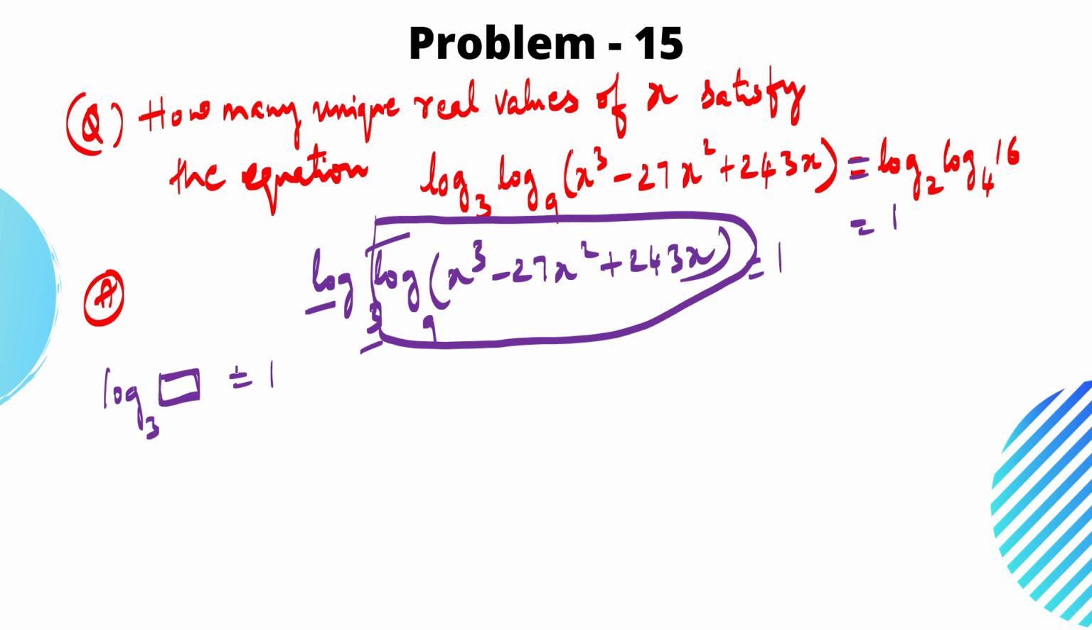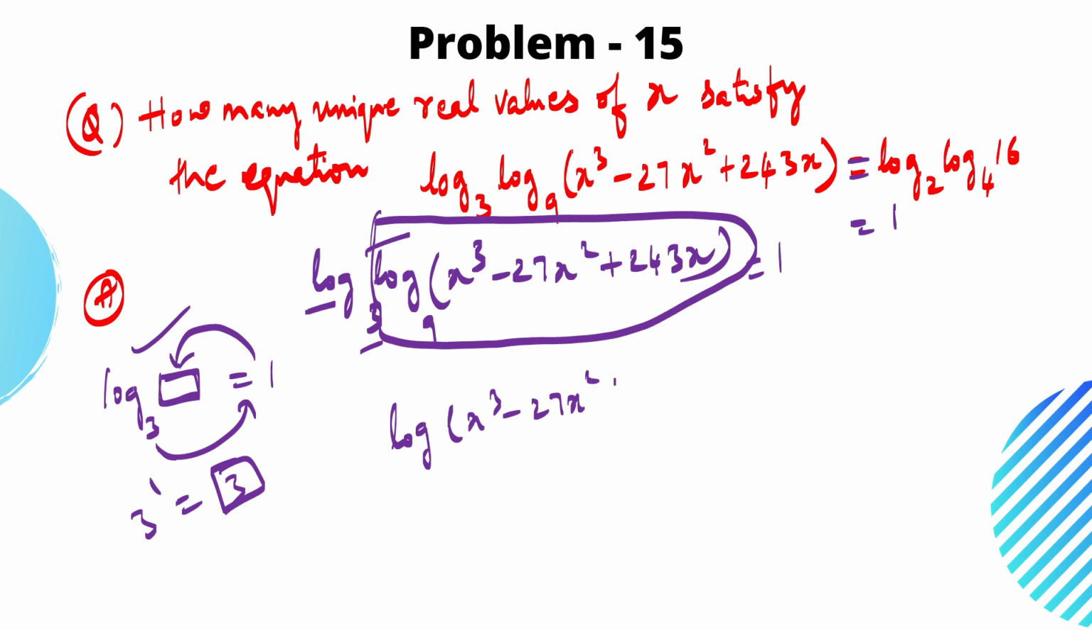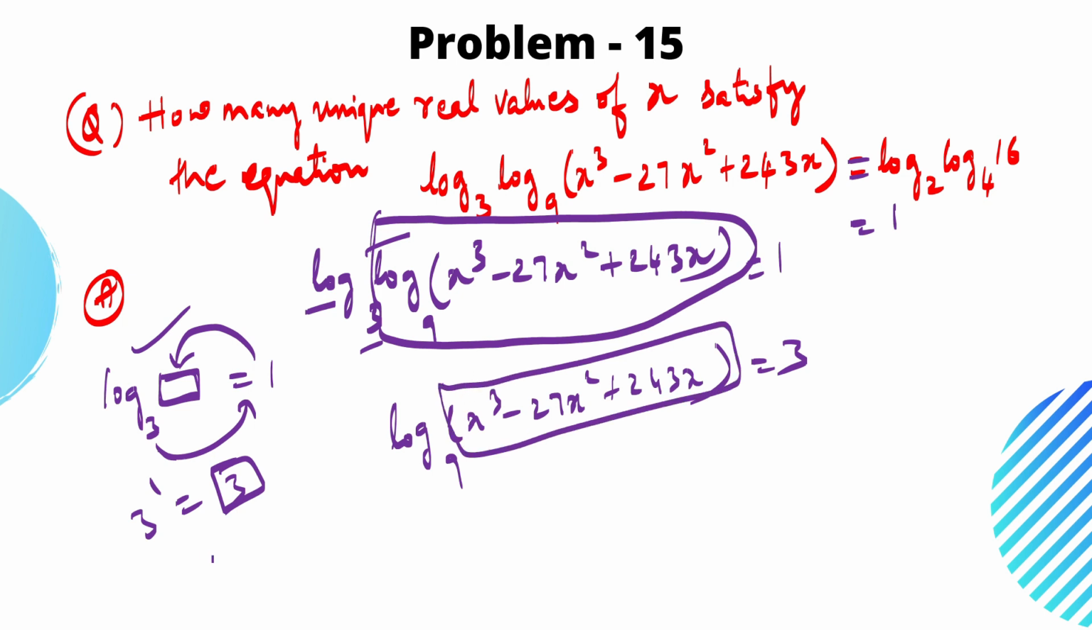So what is the meaning of this? Please recall the anticlockwise direction of logs. 3 power 1 is equal to this box. What is 3 power 1? 3 power 1 is equal to 3. Hence, this interior part, which is log of x cube minus 27x square plus 243x to the base 9, is equal to 3. Now we will do one thing. We will take this part as 1 unit. Now this is like log of something to the base 9 is equal to 3.